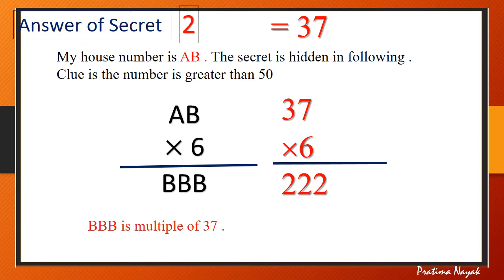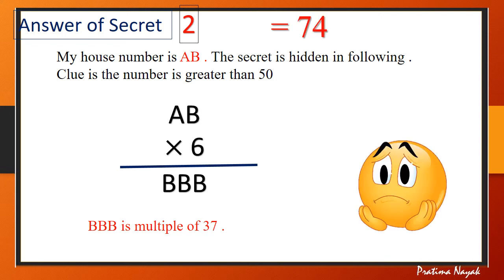So next we'll find the next multiple of 37. How much is it? It is 74. So let us try 74. 74 multiplied by 6 is 444. Now it fits. So in 74, 7 is A and 4 is B. So the answer is 74. Isn't it interesting? 74 is the answer.